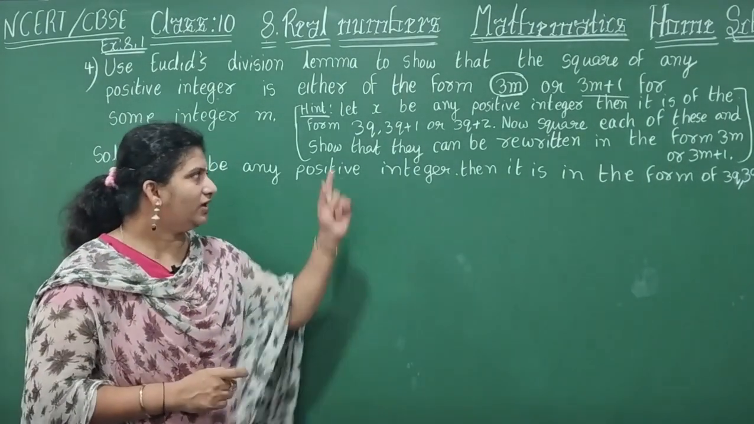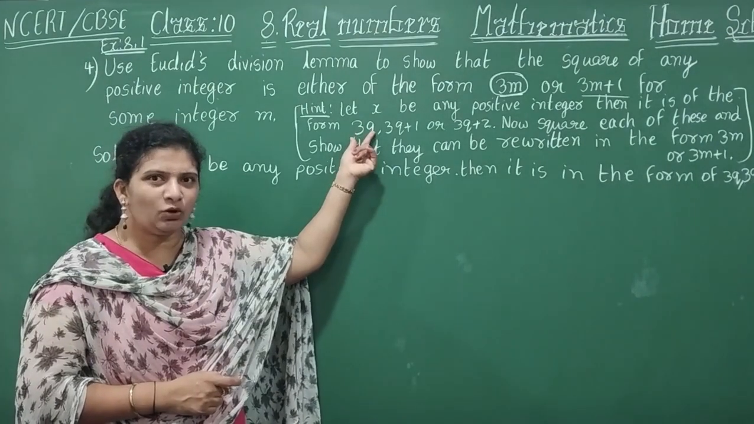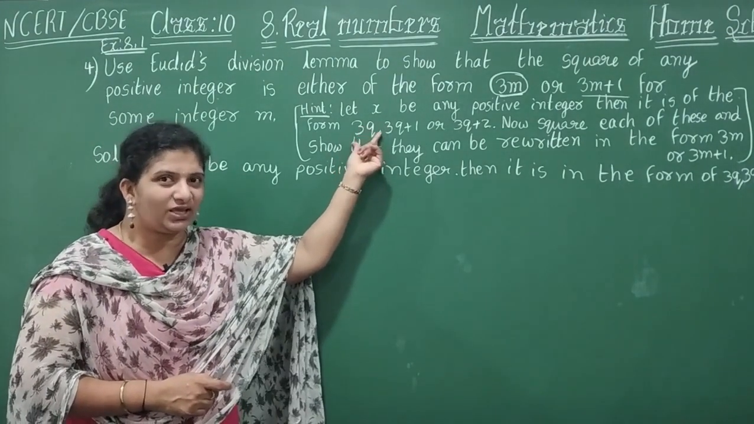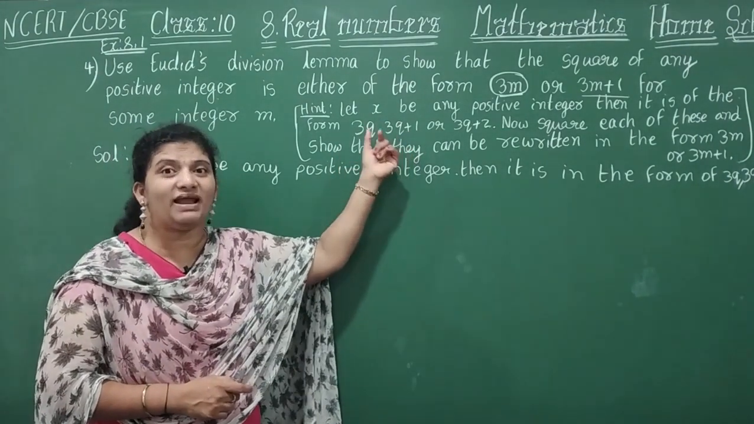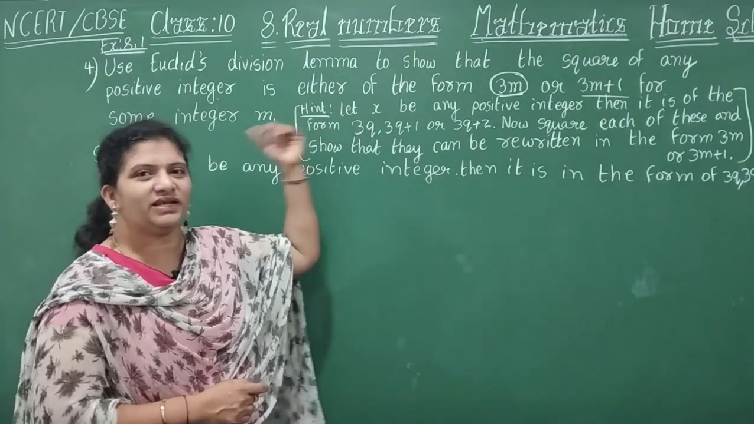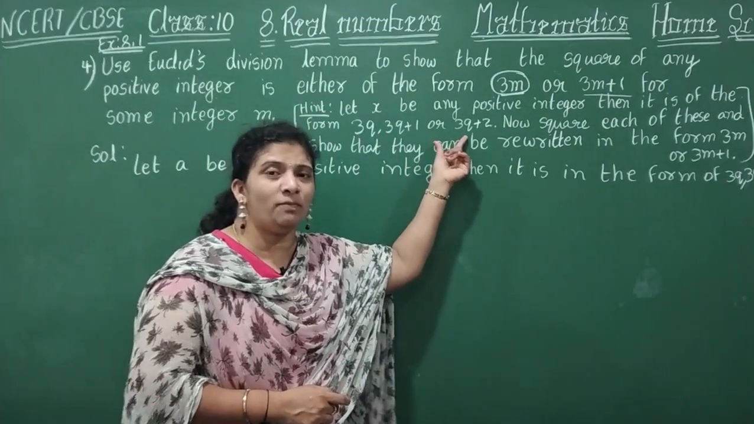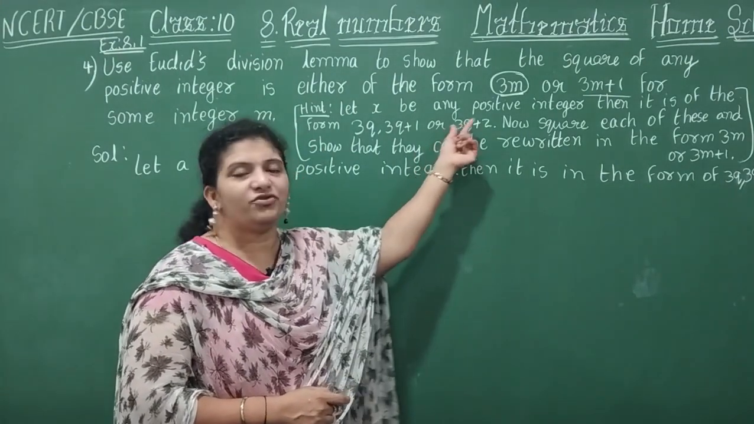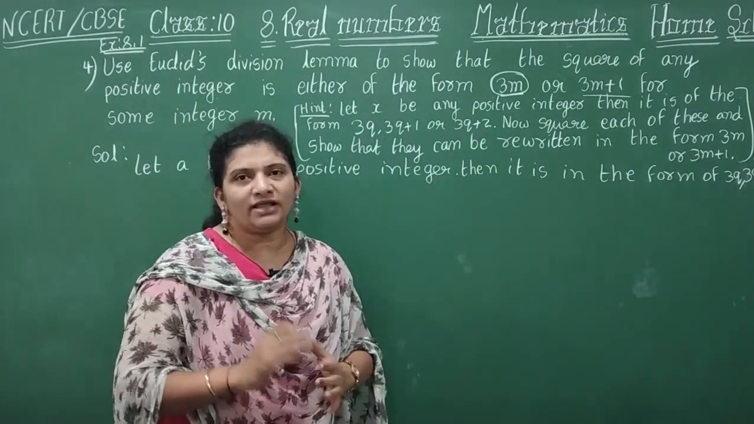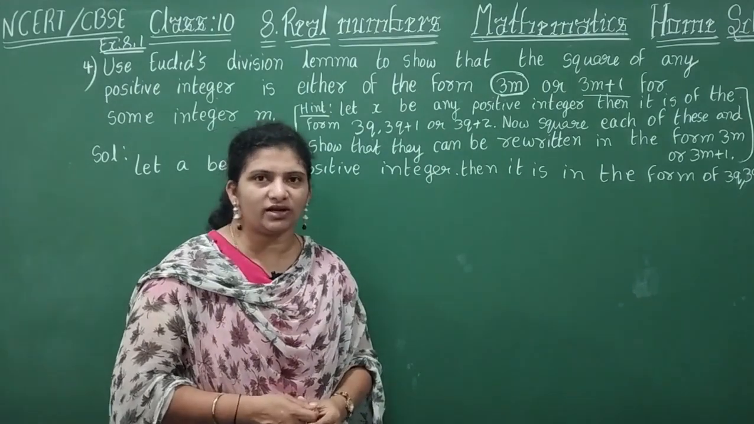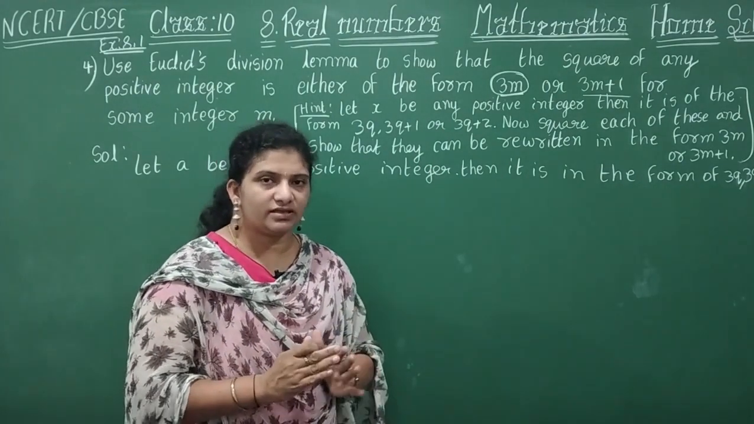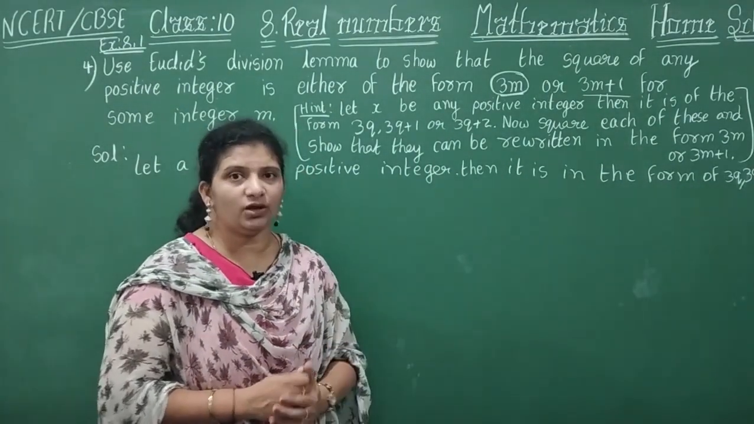So same thing, look here. a is equal to bq plus 0, it will be 3q. a is equal to bq plus 1, that will be 3q plus 1. a is equal to bq plus 2, that will be 3q plus 2. There is no other remainder to substitute in your Euclid's division lemma. This is the thing you need to understand by seeing the question.